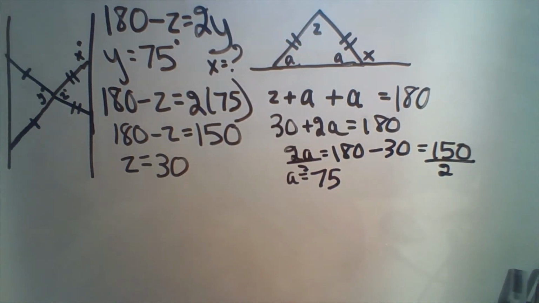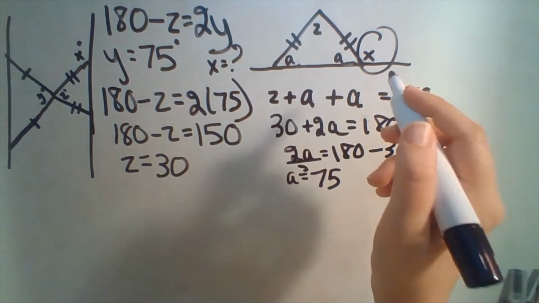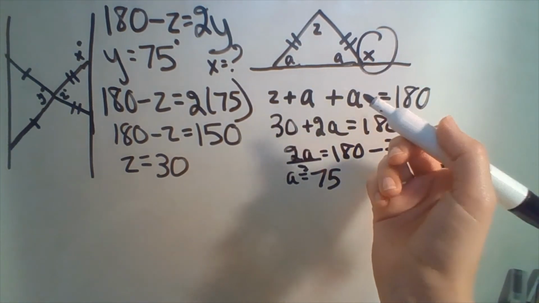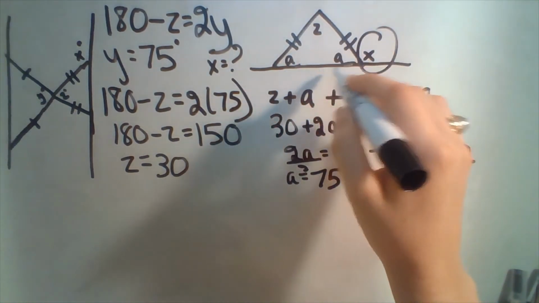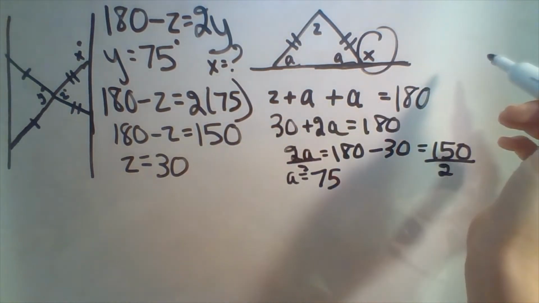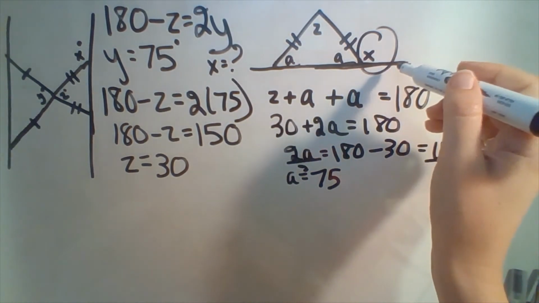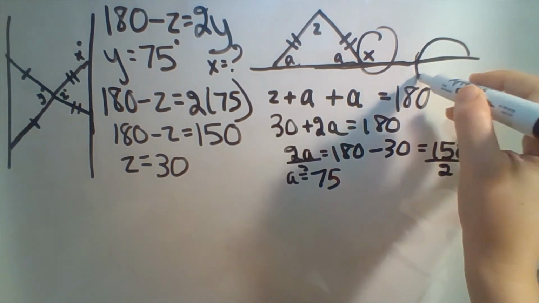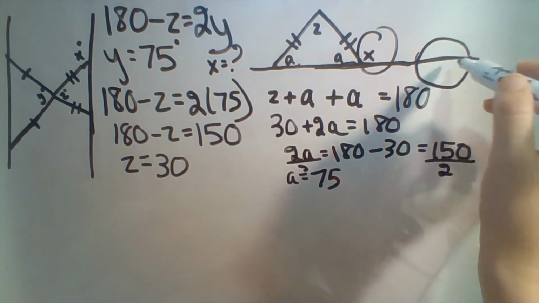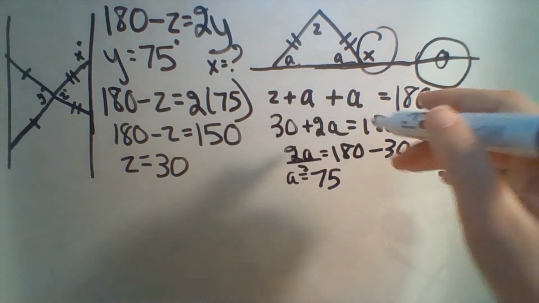What do you think? Are we done? No, video's not over yet. We have to find x. How is x related to A? Well, we know the total number of angles in this line because it's a straight line, right? So there has to be 180 degrees. If you forget that, just think about it like this. This is 180, and if you loop all the way around again, you have 180 plus 180 is 360, and that's your circle, 360 degrees in a circle.